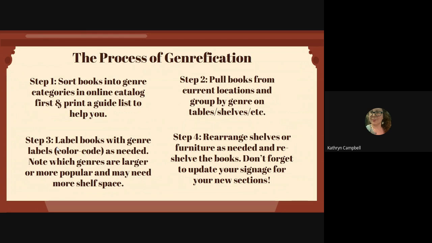And then she moved on to relabeling with color-coded labels for the genre. That also made it easier to see which genres were larger or which may need more shelf space. And then step 4 was to rearrange the shelves or furniture as needed and to reshelve the books. And don't forget to update your signage for the new sections. It's fairly simple.